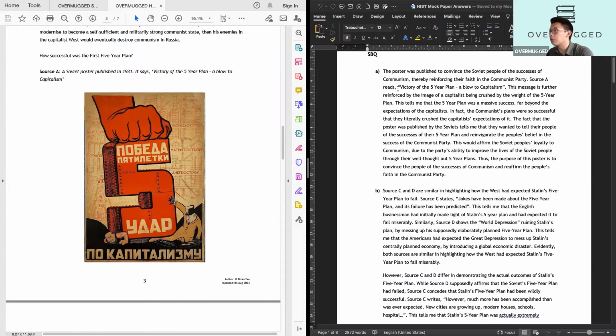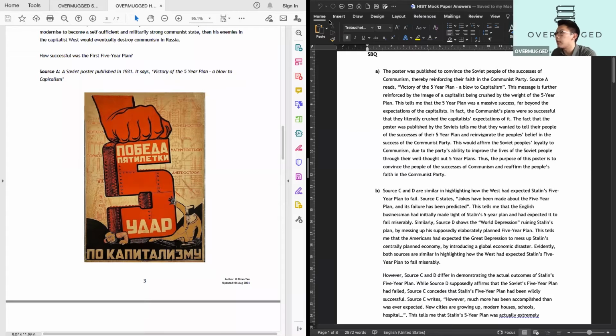So the answer will read, the poster was published to convince the Soviet people of the successes of communism, thereby reinforcing their faith in the Communist Party. Over here, you have a clear purpose and then an outcome. And this will lead to a very nice message which tells you about the purpose of the source. Then you just have to quote the evidence. Source A reads, victory of the 5-year plan, a blow to capitalism.